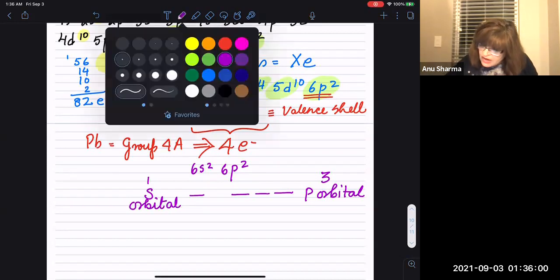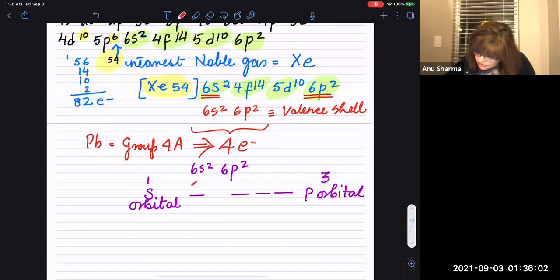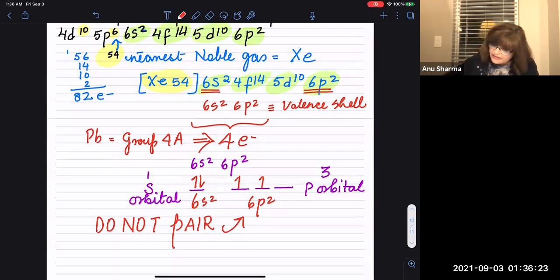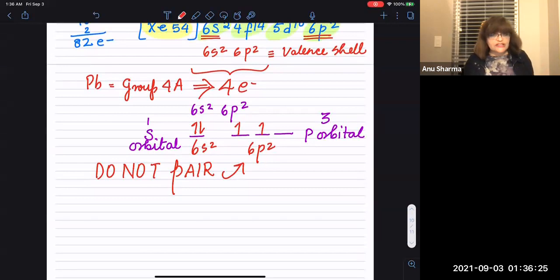All right, so now you are going to put 6s2 here. This is the 6s2, and this is the 6p2. 6p2 would be here. So do not pair. Do not pair. So leave them like that. Okay, this means that lead can exist as a +2 state and lead can exist as a +4 state, but we will study that in the next chapter.